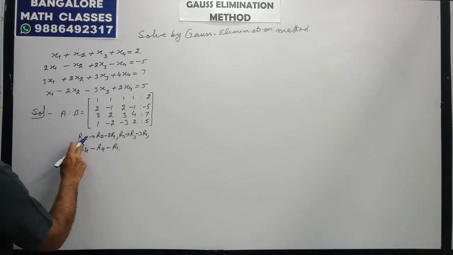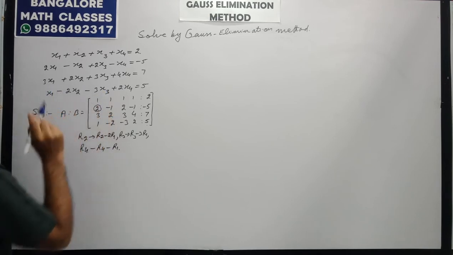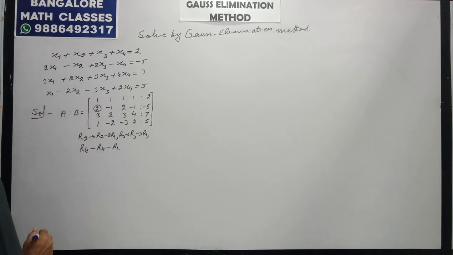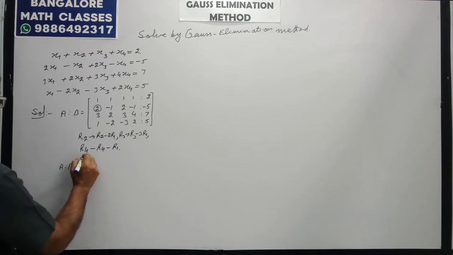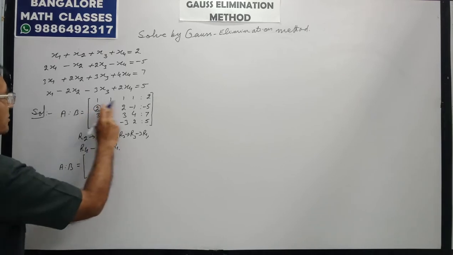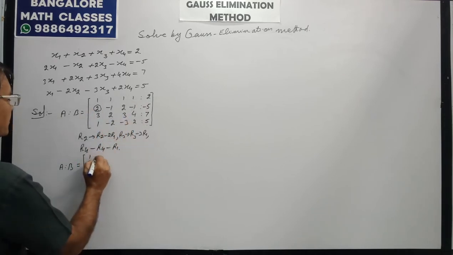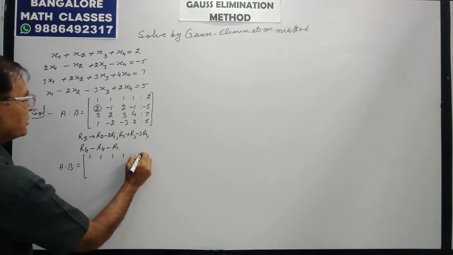Why am I doing R2 to R2 minus double of R1? Because I want 0 here. Double it and subtract, we'll get 0. So thus the augmented matrix A will come out to be: I am silent about the first row, 1, 1, 1, 1, augmented 2.